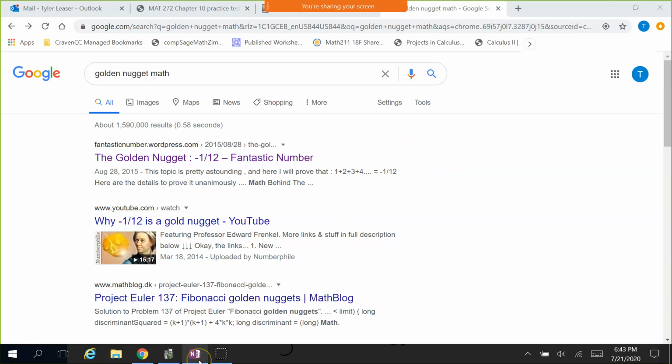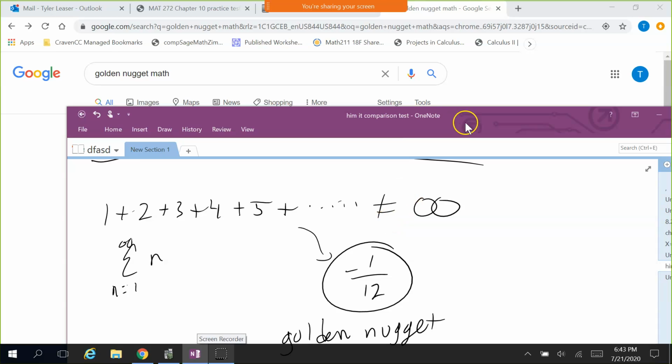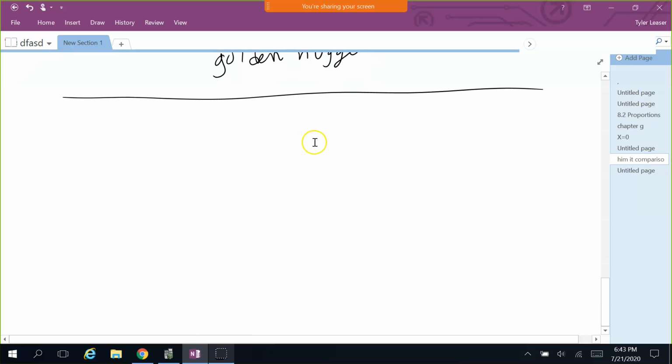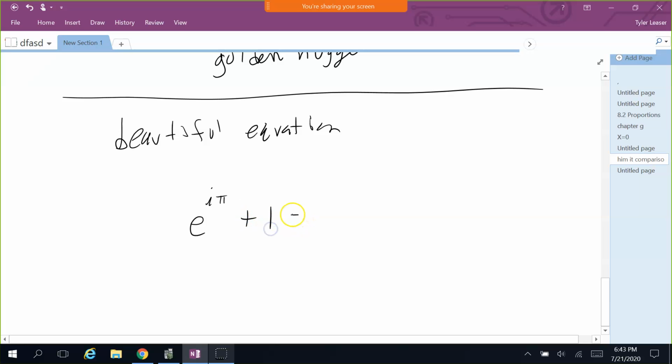You want to see some other weird things? All right, I'm on a tangent now, I know. But this is so cool. If I were to ever get a tattoo, this is what I would get a tattoo of. So this is what's called the beautiful equation. The beautiful equation: e raised to the i pi plus 1 is equal to 0.